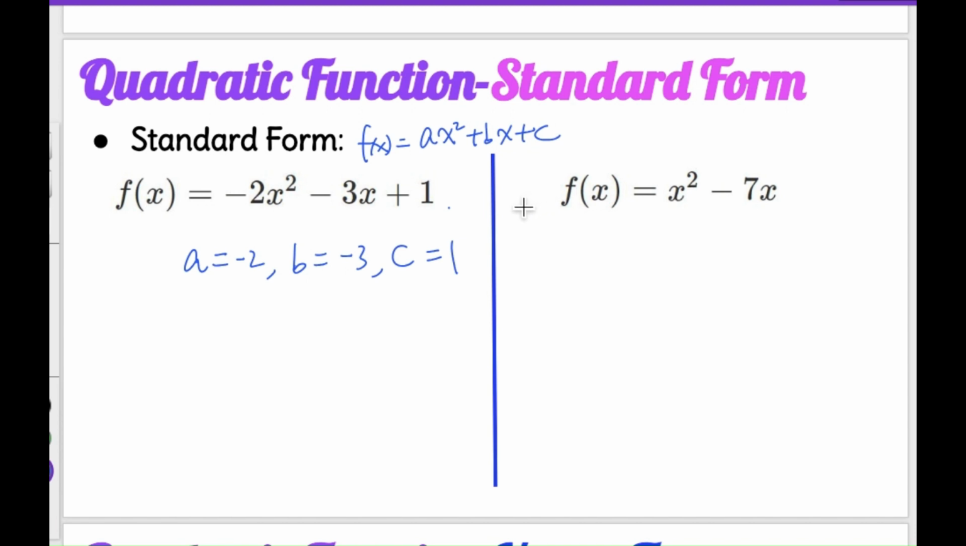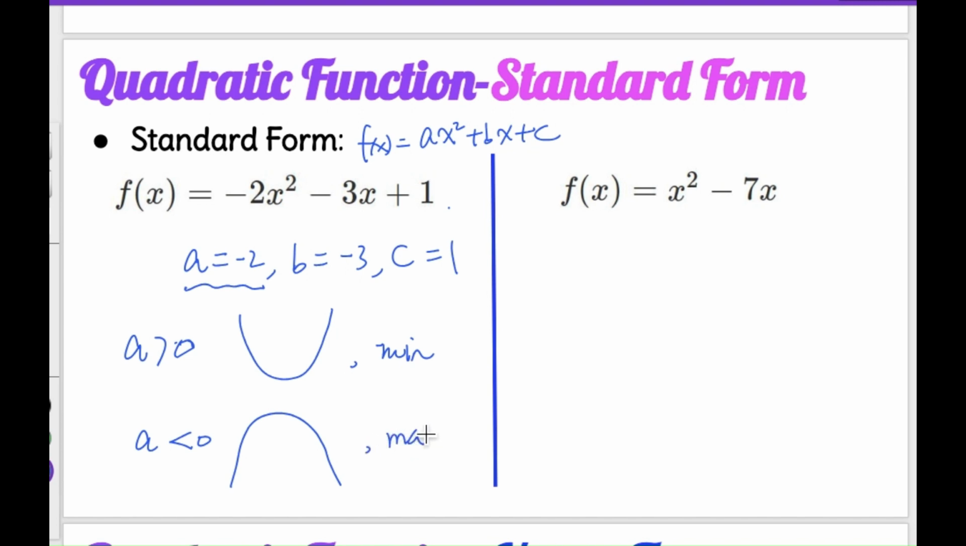Also, one more thing I want to remind you: the A value tells us how the graph opens, upward or downward. When A is greater than 0, meaning A is positive, the graph always opens upward, which means we have the minimum value of y. However, when A is less than 0, the graph will open downward, and then we are looking at the maximum value of y. This is the information we can use.